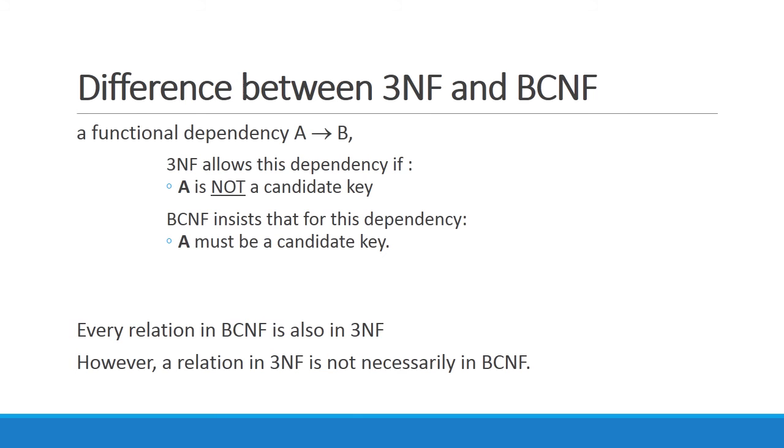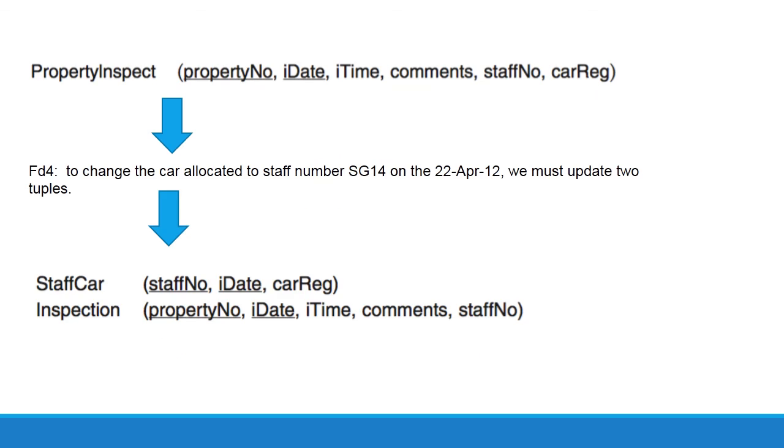So this is the difference between 3NF and BCNF. For a functional dependency A to B, 3NF allows this dependency if A is not a candidate key, but BCNF insists that for this dependency, A must be a candidate key. Every relation in BCNF is also in 3NF. However, a relation in 3NF is not necessarily in BCNF.